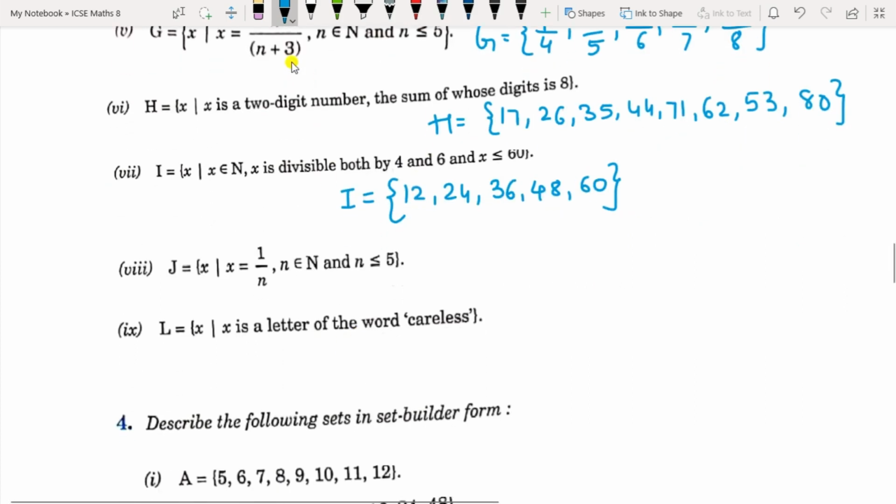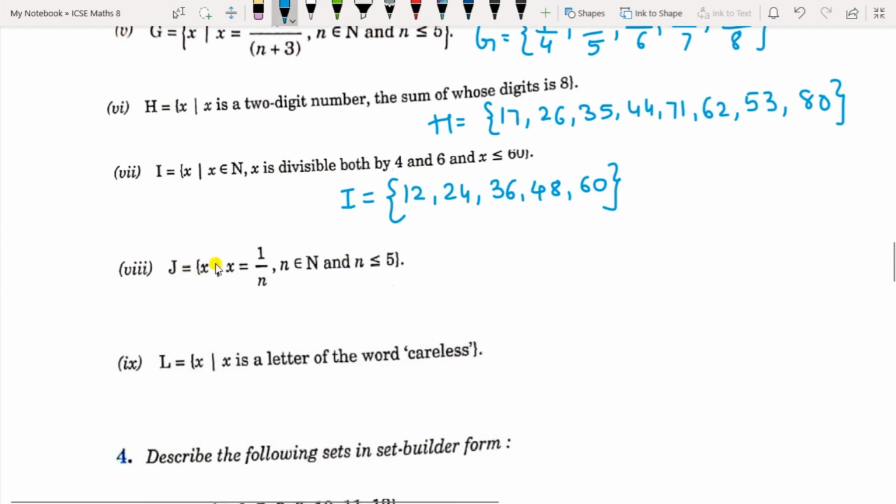Next one is J. J equal to x such that x equal to 1 by n, n belongs to natural number and n is less than or equal to 5. So 1, 2, 3, 4, 5, you have to take because n is a natural number. So substitute the value of n here. So J will be, first element is 1, so 1 by 1 will be 1, write in the fraction form. Then 2, that will be 1 by 2, then 3, 1 by 3, 4, 1 by 4, and 5 is 1 by 5. So this is the set for J.